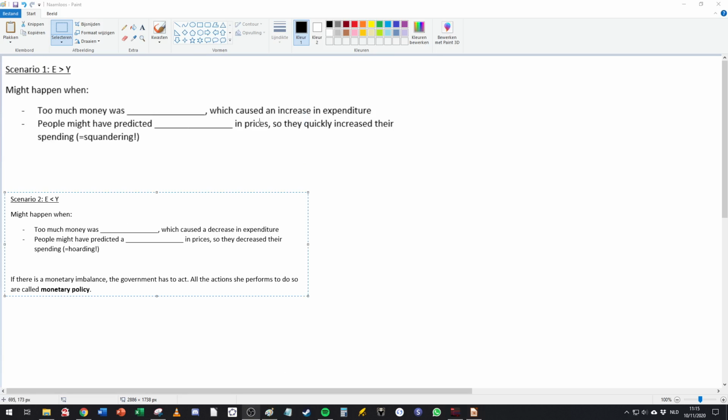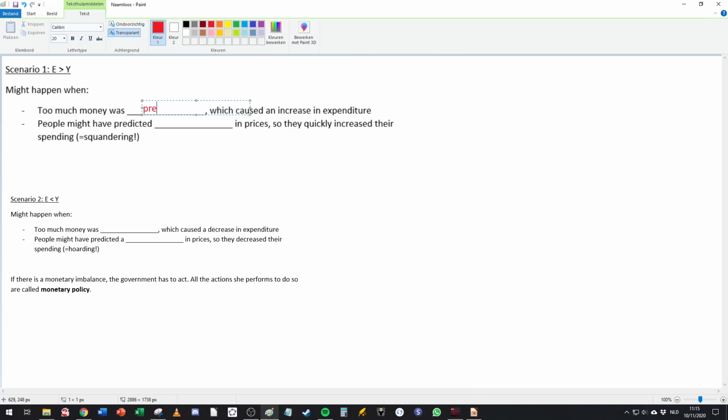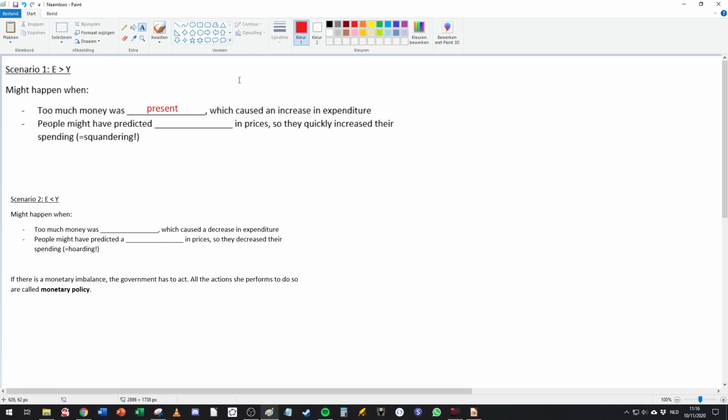So if the expenditures were higher than the income, we have a problem, obviously. So what now? Expenditures higher than income. This might happen when, let's go with the red color, too much money was present. So we had a lot of money laying around, and we suddenly decided to spend all of it. So too much money was present, which caused an increase in expenditure.